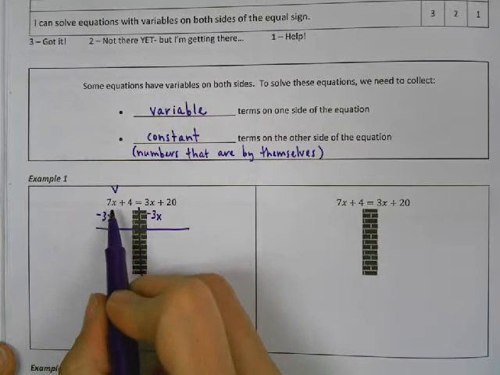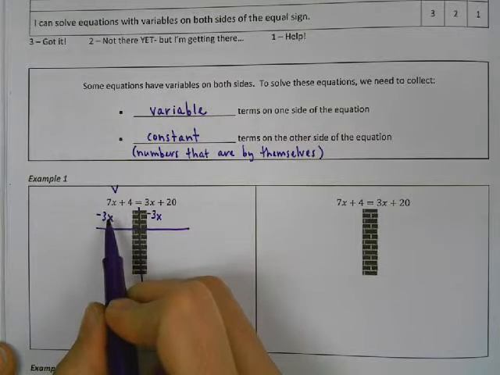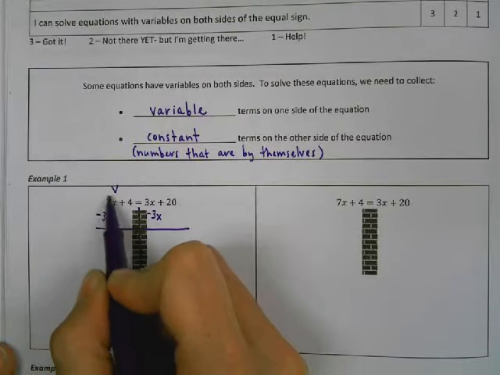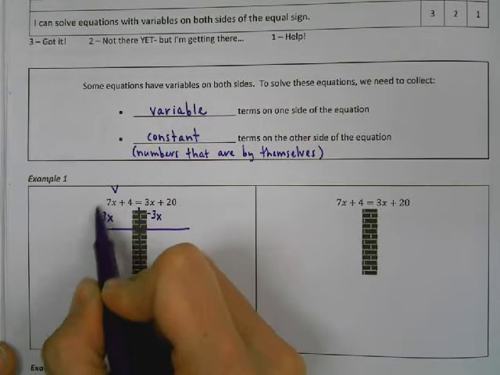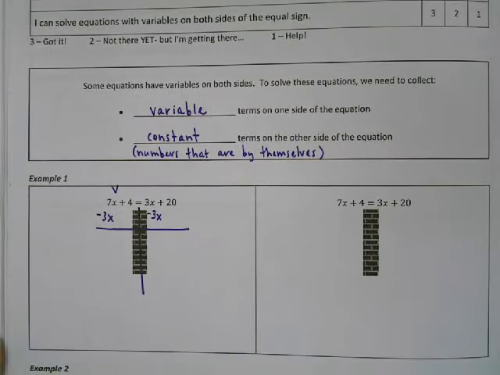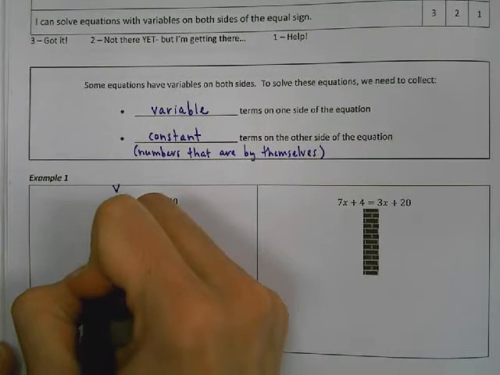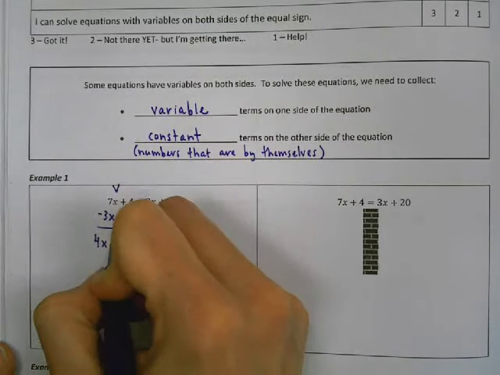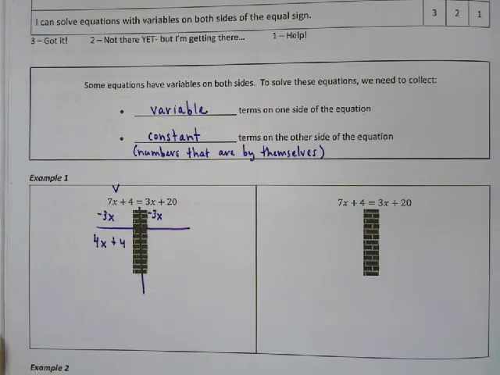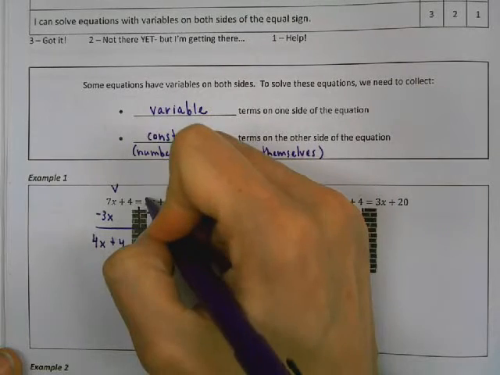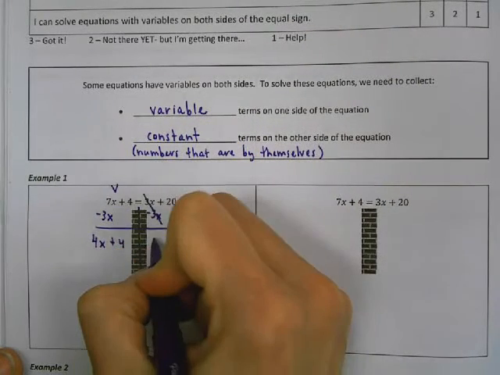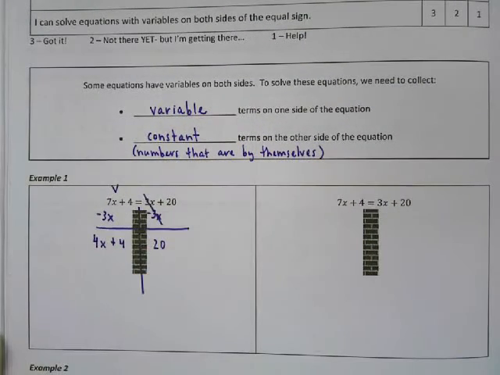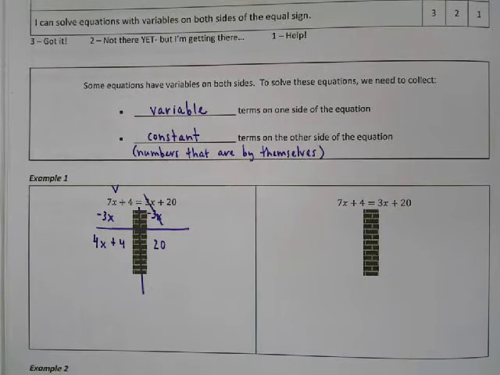So on this side, now I have 7x minus 3x. Notice I put my x terms under the x because I want to put those like terms together. So 7x minus 3x is going to give me 4x. And then I bring down my plus 4. On this side, now my x's are gone and I just have 20. Hopefully what you notice here is that we're now down to a basic two-step equation.